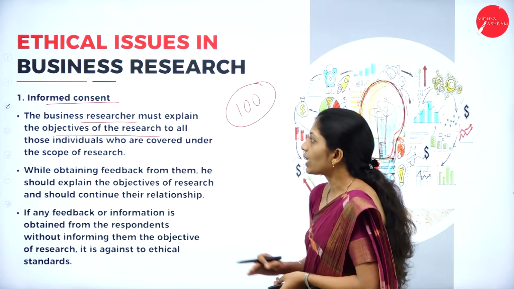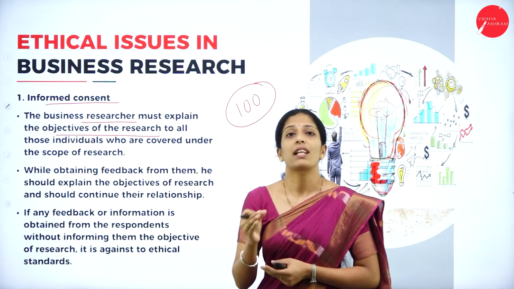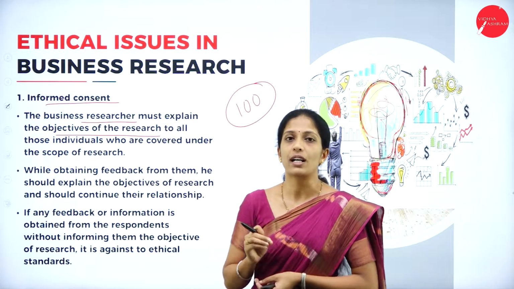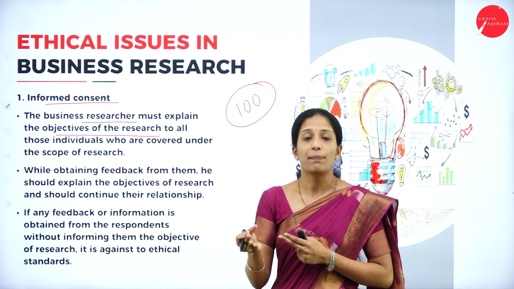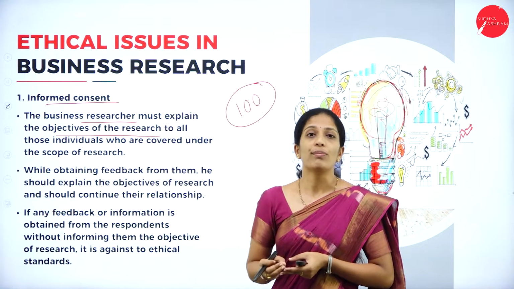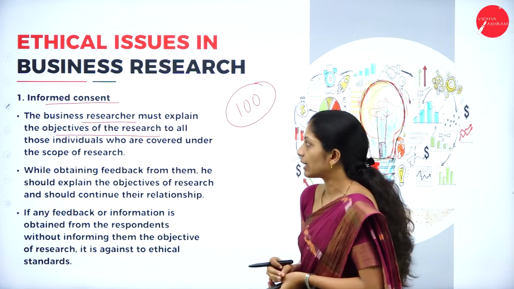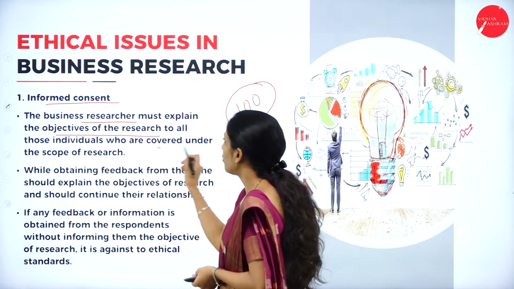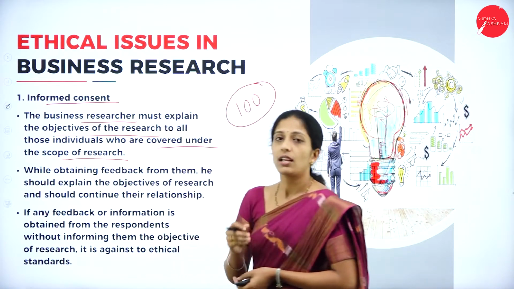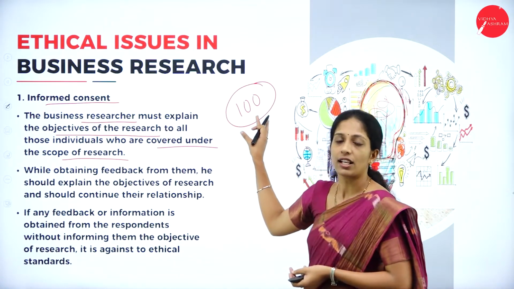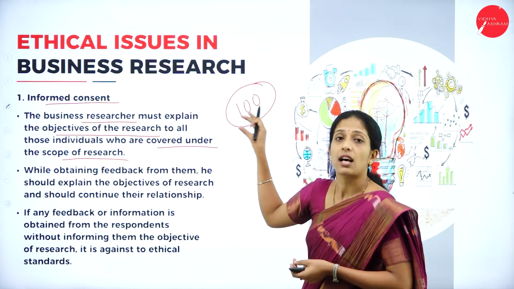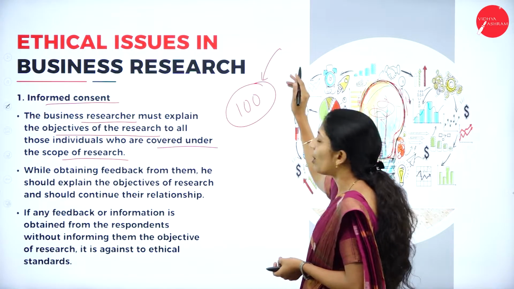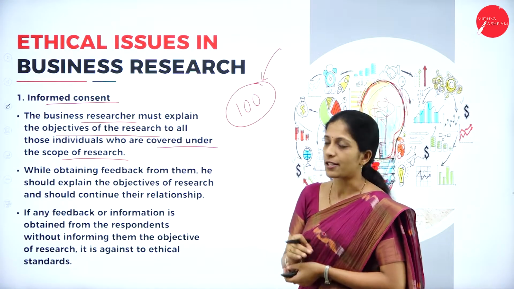So the first one is what? The business researcher must explain the objective. He has to explain the objective of his research work to the respondents, the persons from whom the information is being collected, all those individuals who are covered under the scope of research. Here I have given the example of 100 respondents. These 100 respondents are covered under the research. Being a researcher, he has to explain all the objectives to these 100 respondents.